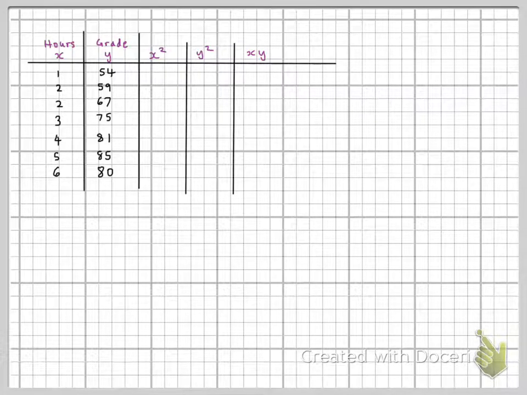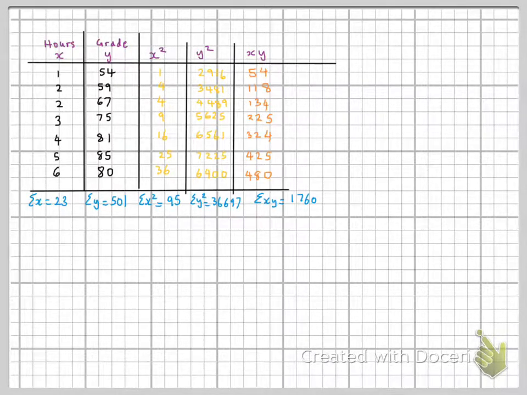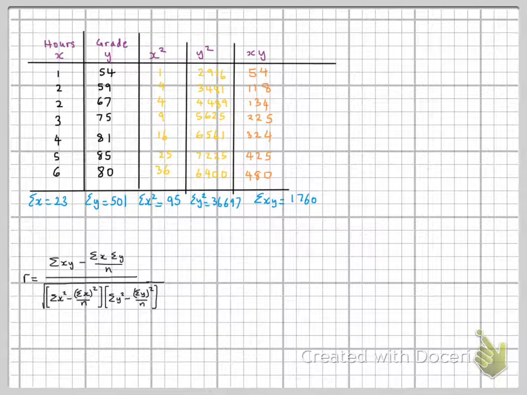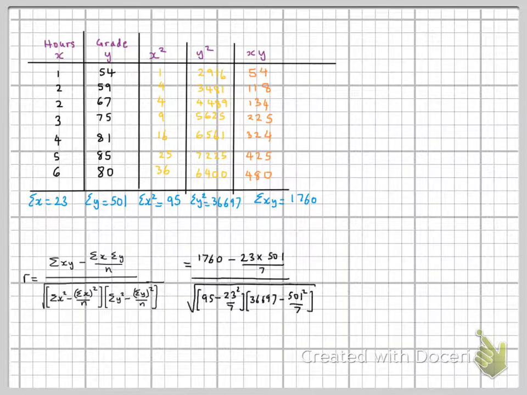So here are the hours and the grade. You have all the variables you need, x squared, y squared, and xy. If you calculate those and put those in, I hope this is what you have. If you sum all the x's, you have summation of x. If you sum all the y's, you have summation of y, and so on. And then those go in the formula. Our formula is as shown. If you substitute in there, you will get the following, right? And then you calculate R, you get 0.89.